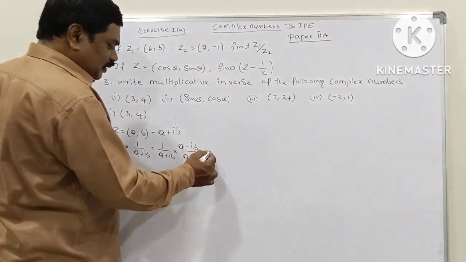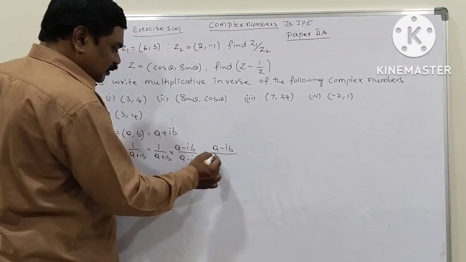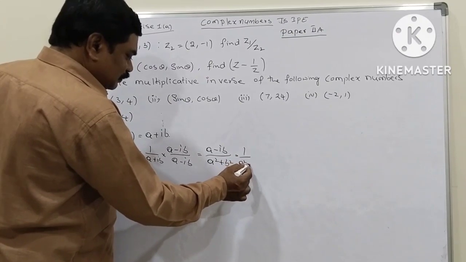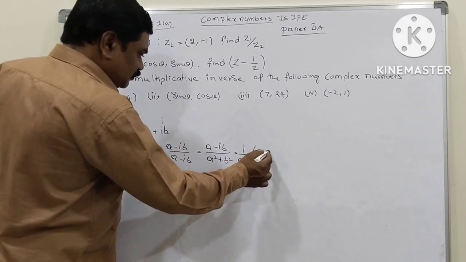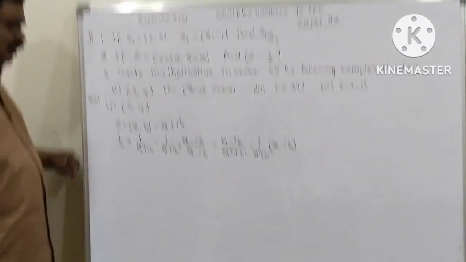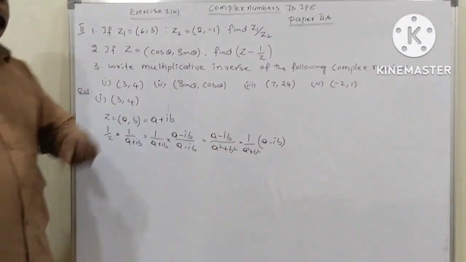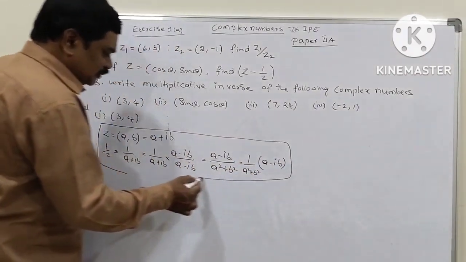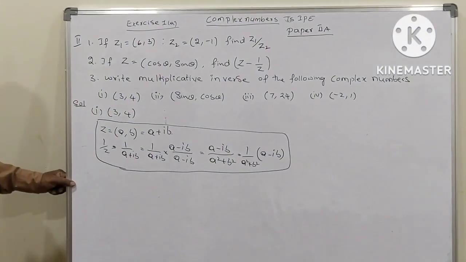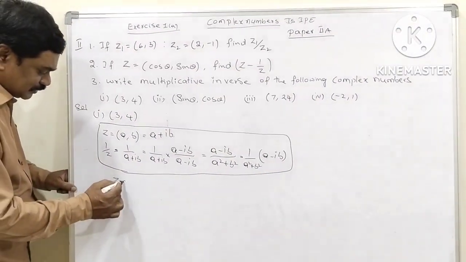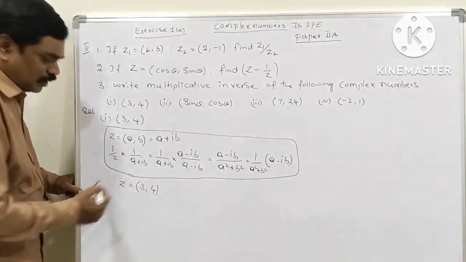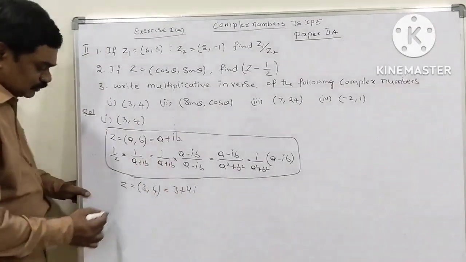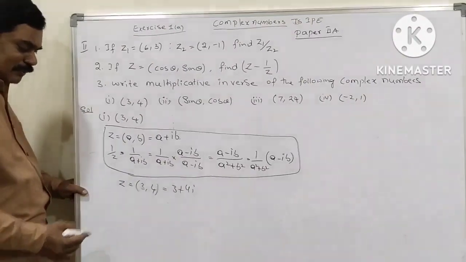So what will we get as the result? a minus ib by a square plus b square. This is 1 by (a square plus b square) of (a minus ib). This is the multiplicative inverse of the complex number. So here we have given z is equal to (3, 4) ordered pair. So this is 3 plus 4i. So z is equal to 3 plus 4i.